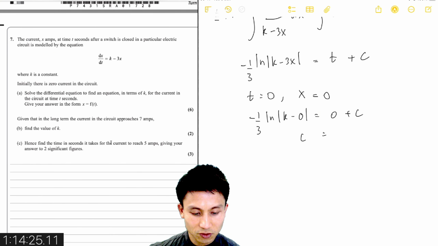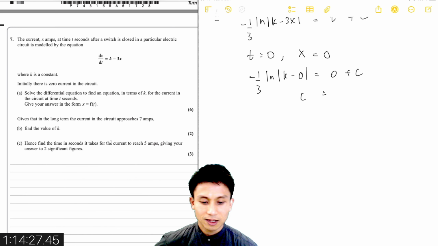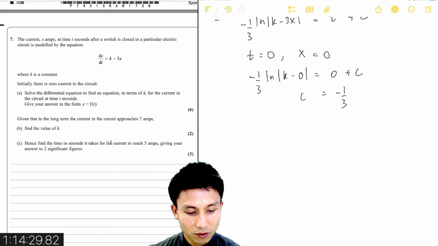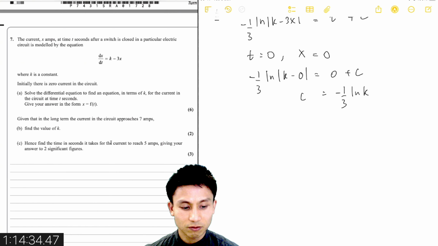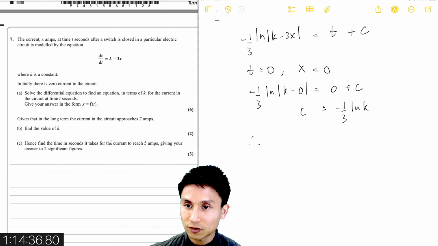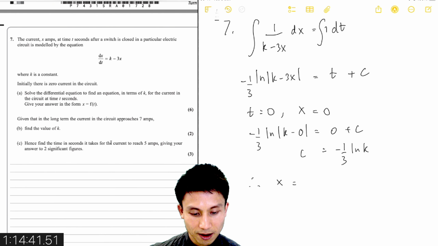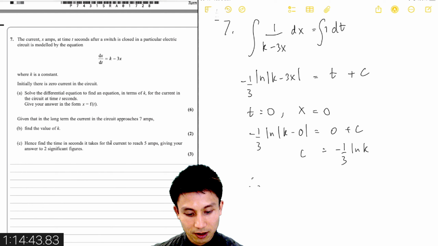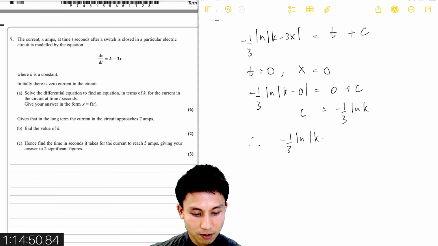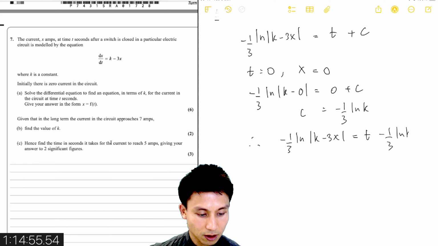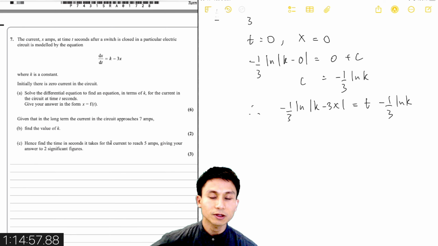So c is equal to minus 1 over 3 ln k. Can we simplify that? Maybe we don't need to. So that means x as a function of t would be, hang on, not yet. So we put everything in first. So minus 1 over 3 ln of k minus 3x equals t minus 1/3 ln k.